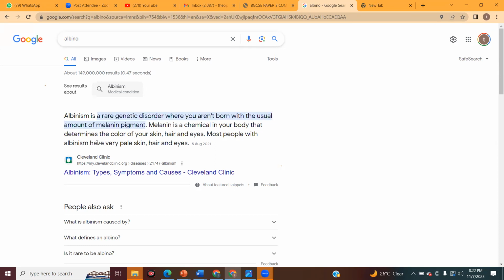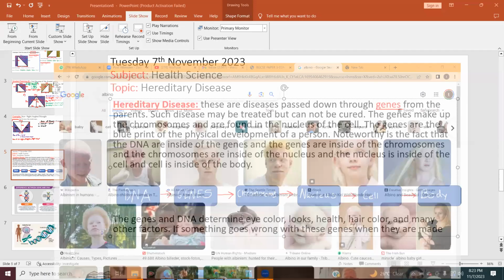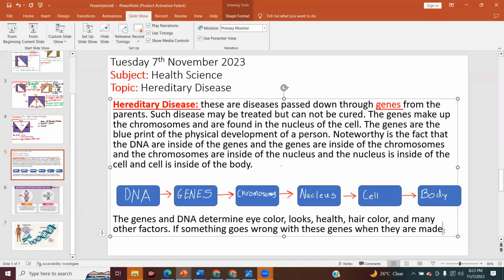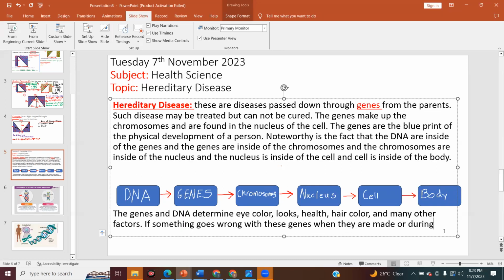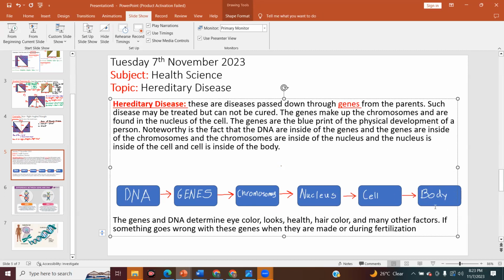People who are albino are very pale, like we saw with the pictures: very pale hair, very pale eyes. So they don't have enough melanin. Now, that's because, like we said, something goes wrong with these genes when they are made, or during fertilization and development.